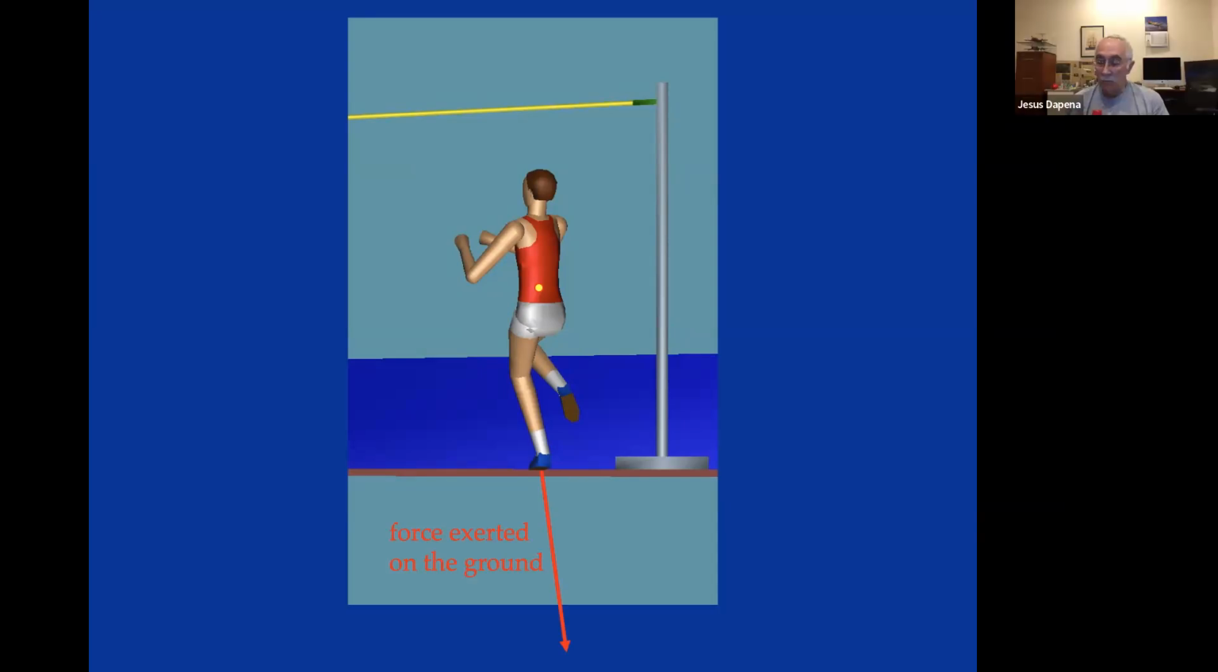Okay, so by reaction, he's going to be getting this force, which passes a little bit to the left of the center of mass. And that produces a torque, also called a moment of force, that is clockwise about the center of mass.